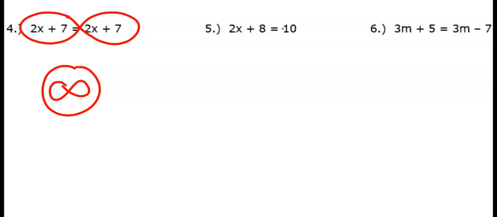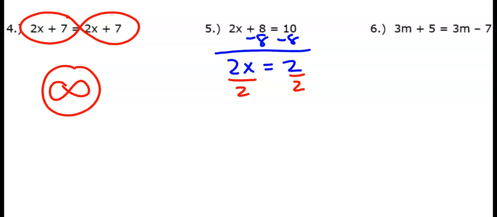For number 5, I do not have a perfect match. There aren't even x's on both sides. So I'm going to subtract 8 to isolate my variable term. I'm going to divide by 2 to clear my coefficient. And now I've solved for x.